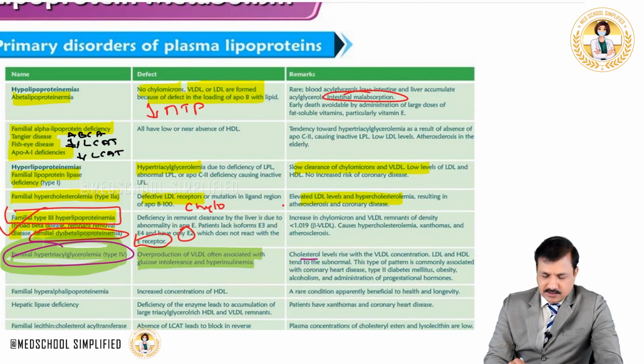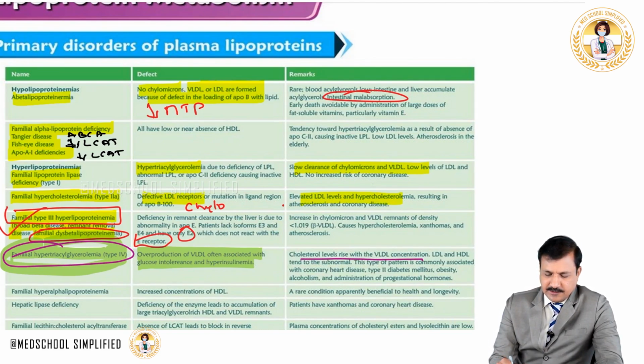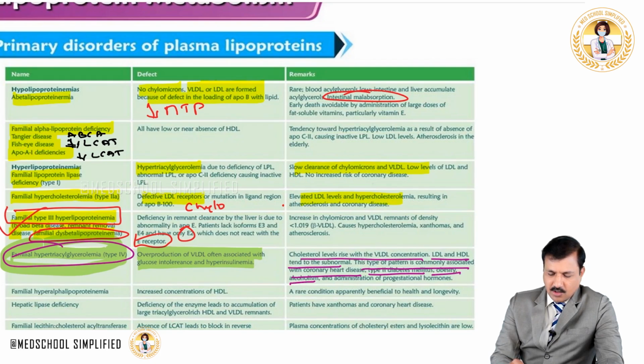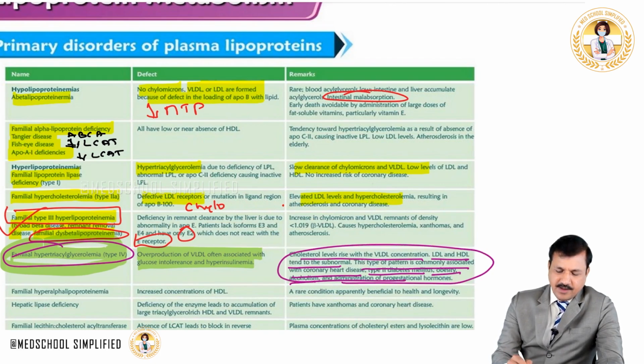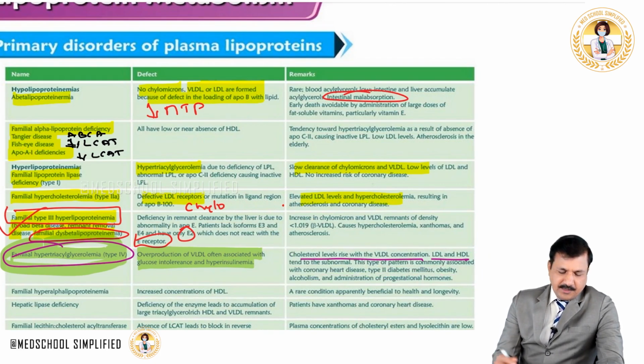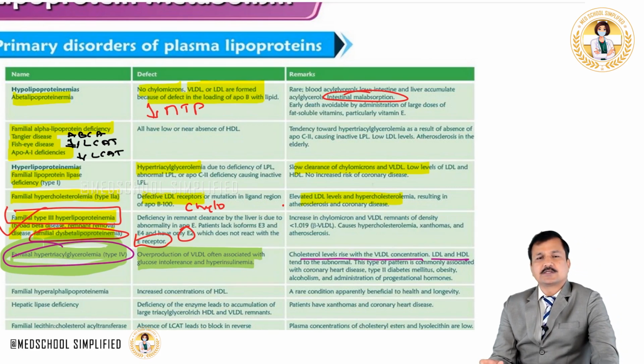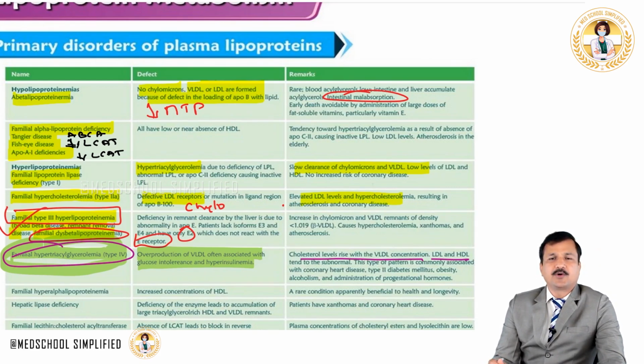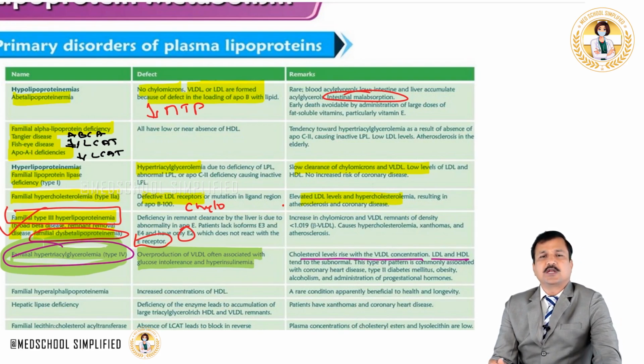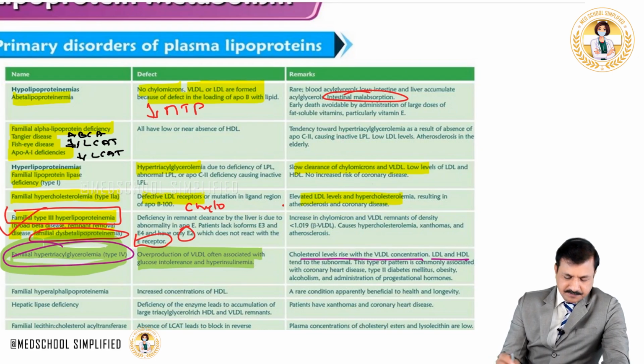So the cholesterol levels will rise with the VLDL concentration. LDL and HDL tend to be subnormal. This type of pattern is commonly associated with coronary heart disease, type 2 diabetes mellitus, obesity, alcoholism, and administration of progestational hormone. And in fact, familial hypertriacylglycerolemia is the common hyperlipoproteinemia associated with metabolic disorders, especially type 2 diabetes mellitus.